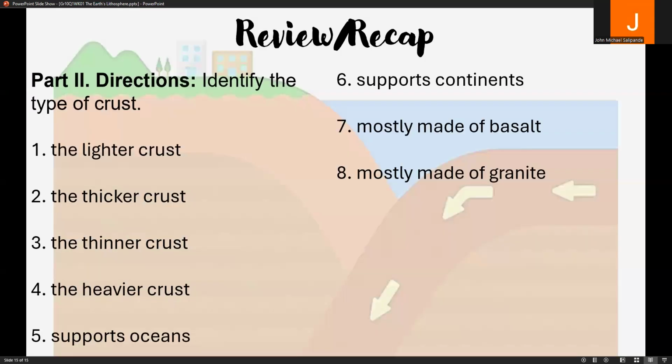Now, before we end our recap, let's review first. So the lighter crust and the thicker crust happen to be continental crust. The thinner and heavier crust happens to be oceanic crust. The one that supports the ocean is oceanic crust. The one that supports the continents is the continental crust. The one mostly made of basalt is oceanic crust. And last but definitely not the least, the one mostly made of granite is continental crust.